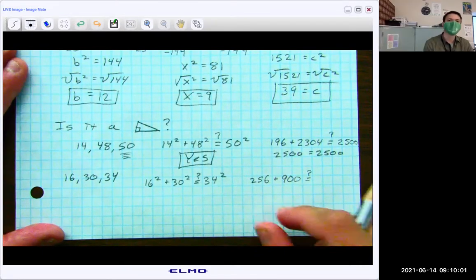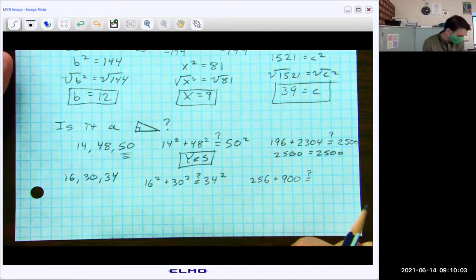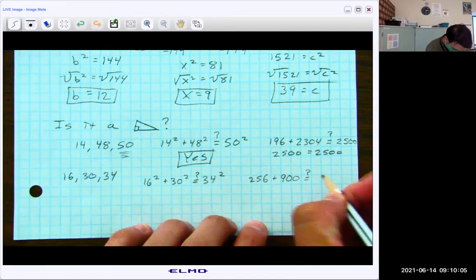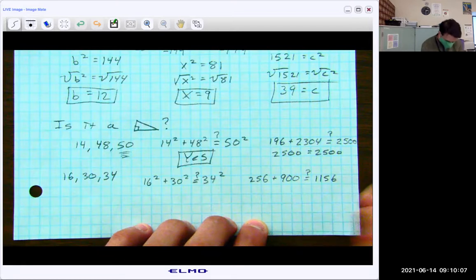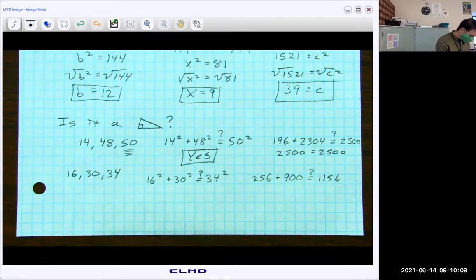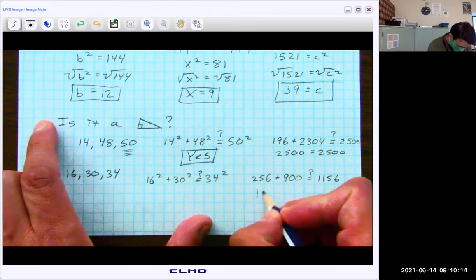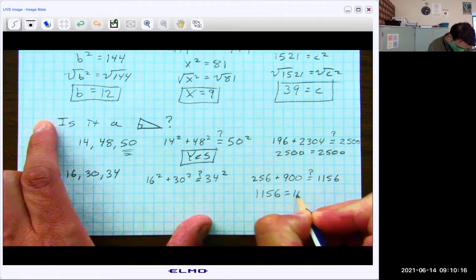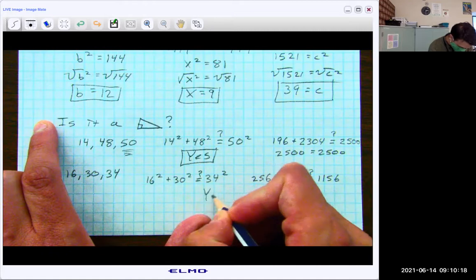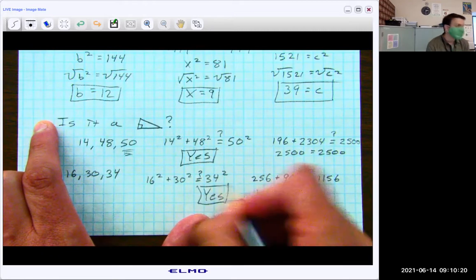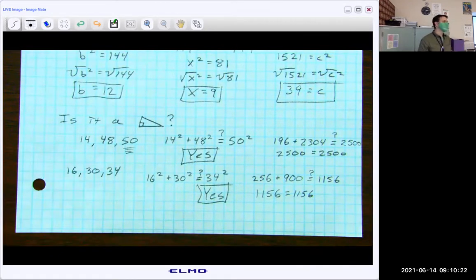So we got 16 squared plus 30 squared. Does it equal 34 squared? I think it doesn't work again. I think it does. Is that what you got? Yep, it's the right triangle. If ever those two sides don't match, then you wouldn't have a right triangle.